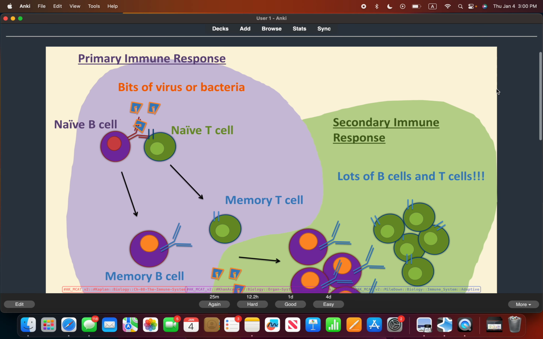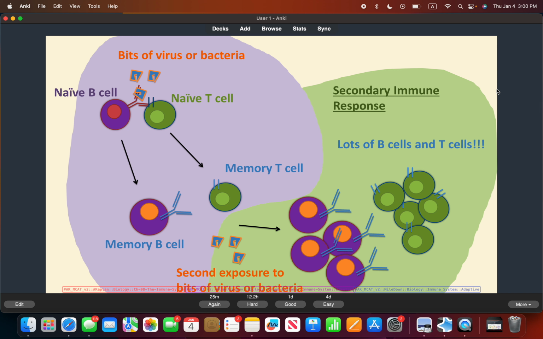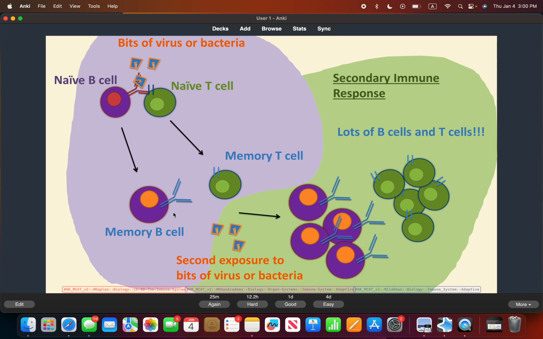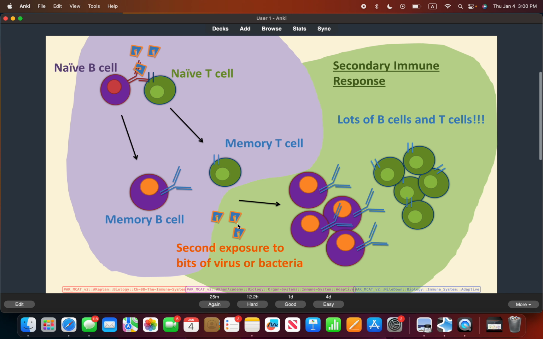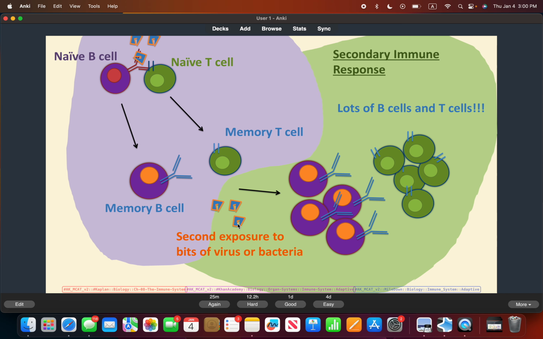We have the primary immune response, so bits of virus or bacteria. We have naive B cell, naive T cell, and then memory T cell and memory B cell, and you can see the antibody being attached to it. You have a second exposure to bits of virus or bacteria, and this secondary immune response has lots of B cells and T cells.